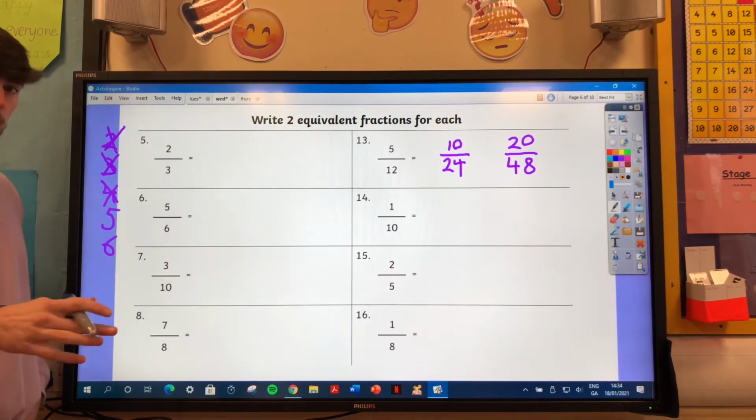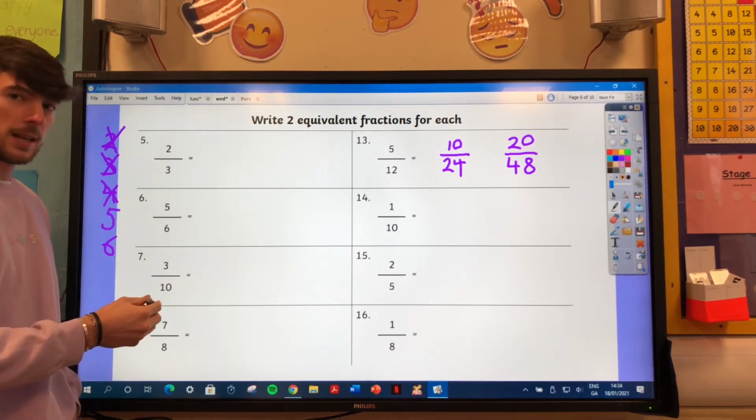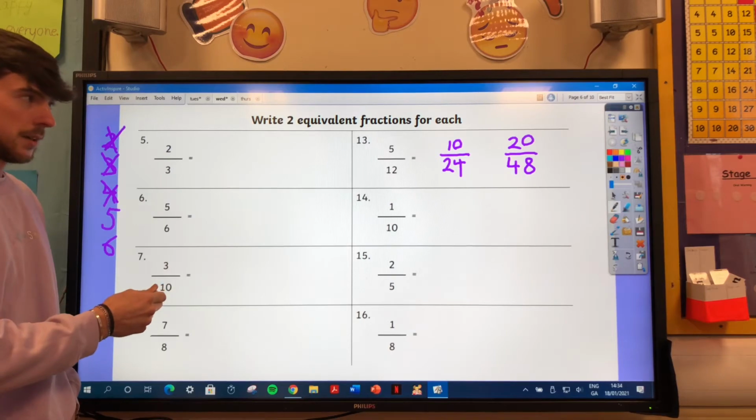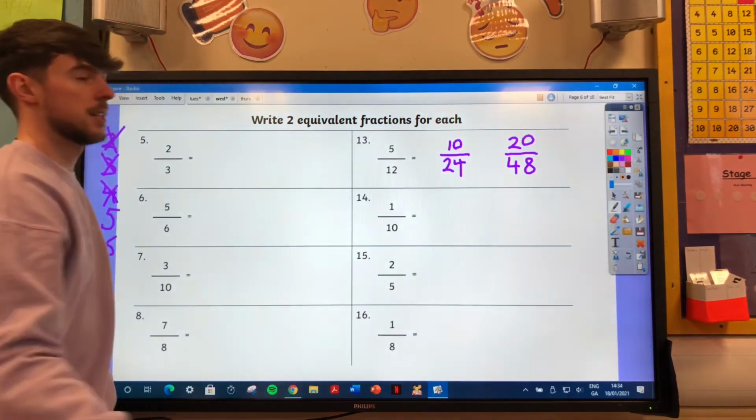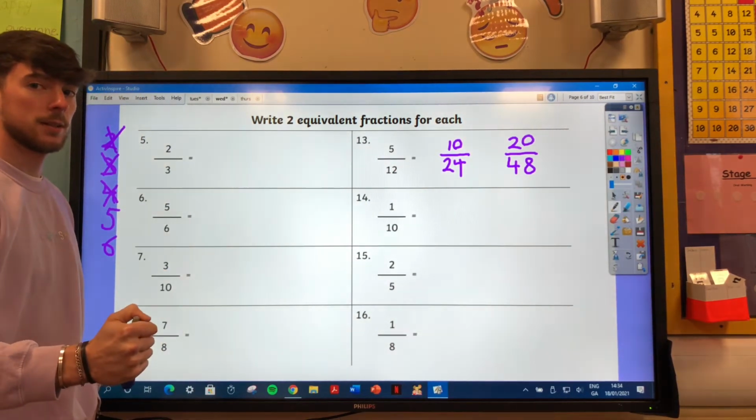Okay, if you have any problems with that, just contact me in Class Dojo and I'll explain it again to you, right? Or just watch this video again, because it should be very clear for us to see. We should know what equivalent fractions are now, right guys?